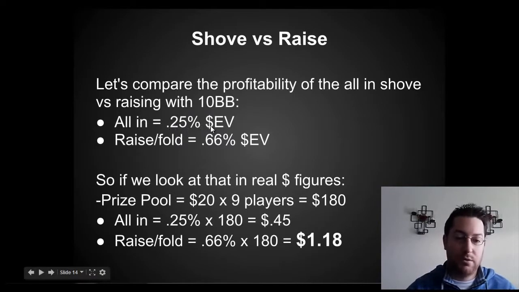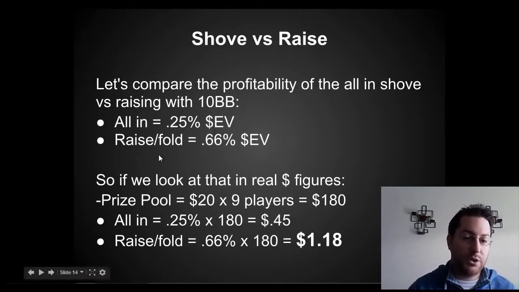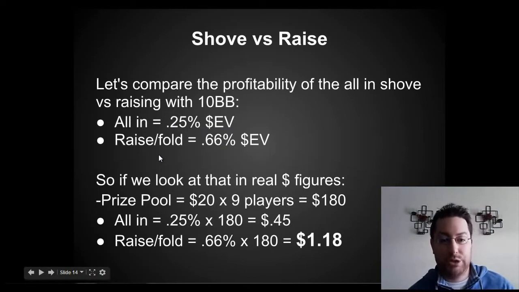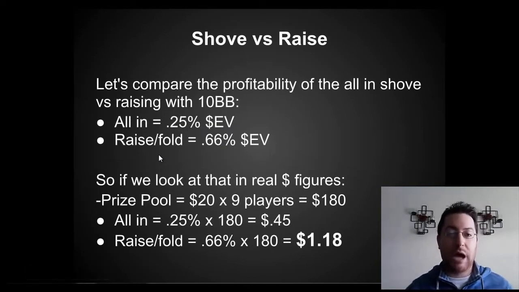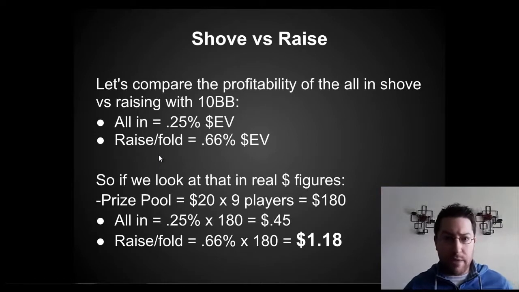That came from Sit and Go Wizard. And that means 0.25% of the prize pool. That's how much money you're going to make every time you make that play in the long run. The raise fold, as we just saw, was 0.66%. So if we look at real dollar figures, in the long run, how much money are you going to make? If we say this is a $20 game with 9 players, the prize pool is $180. So 0.25% times 180. Every time you shove all in, you're going to make 45 cents in the long run. Every time you make that play. That's great. You're making money. That's how you get those upward graphs. That's how you just simply make money.